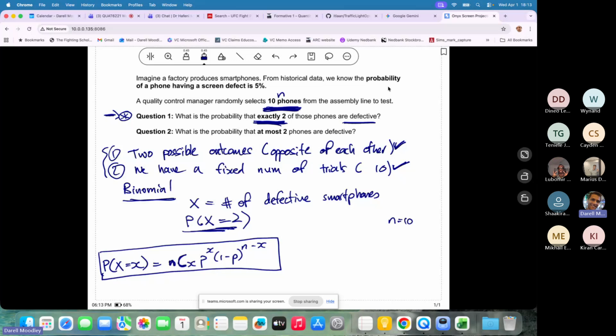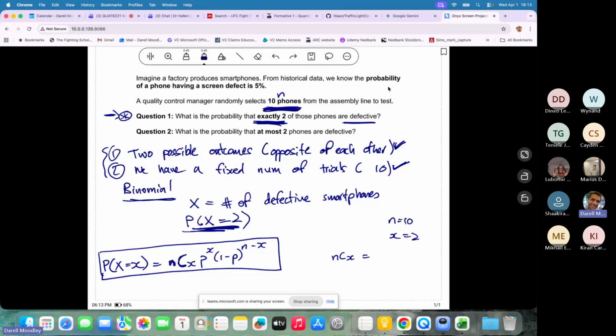So your n is 10, and your x is what we're trying to figure out. So in our problem, our x is 2. So this part here that I'm going to write out, nCx, this is a function in your calculator. And how we work that out is, get your calculator out. I'm going to talk you through how to do it.